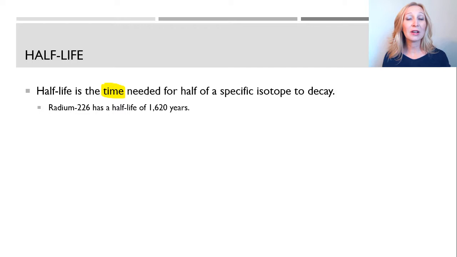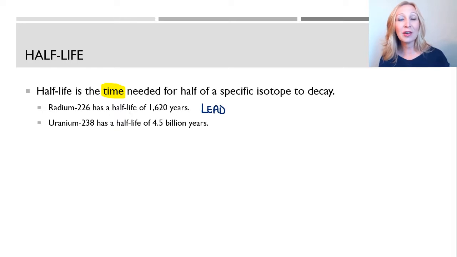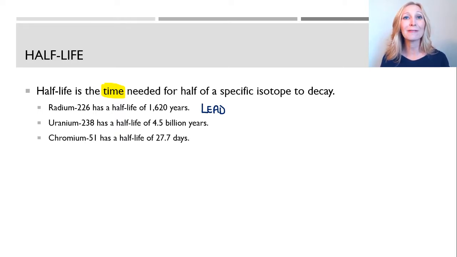So a few examples of radioactive isotopes and their half-lives. Radium-226 has a half-life of 1,620 years. So if you have a sample of radium-226, 1,620 years later, half of it will actually be lead because it had decayed into lead. And then another 1,620 years after that, another half has decayed. So now you're down to only a quarter of what you started with, and most of it had turned to lead. Uranium-238 has a half-life of 4.5 billion years.